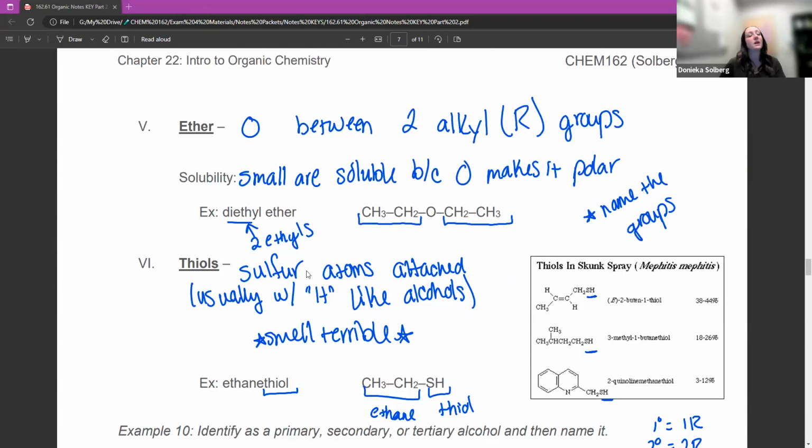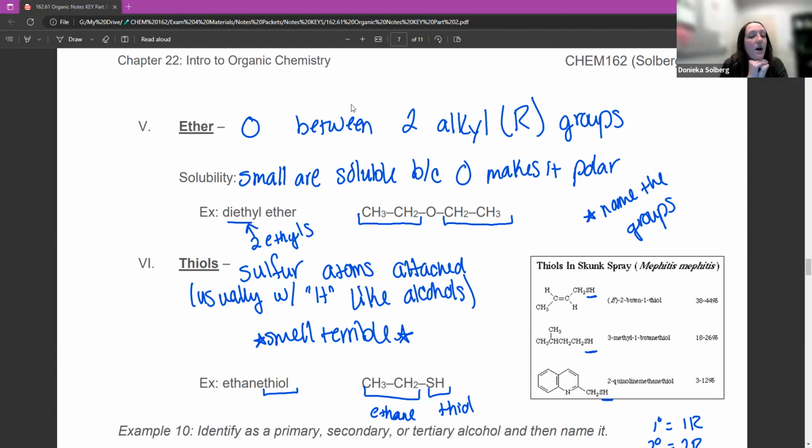Okay, ethers on the other hand. Now we're switching over to ethers. Remember, ethers look like the ether bunny. There's an oxygen, which is the face, and 2 R groups, which are like the ears. So there's an oxygen between 2 alkyl or 2 R groups. So carbon something, oxygen, carbon something. Like an alcohol, but it's in the middle.